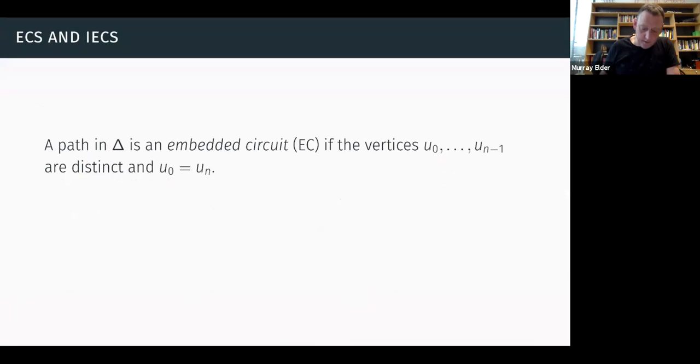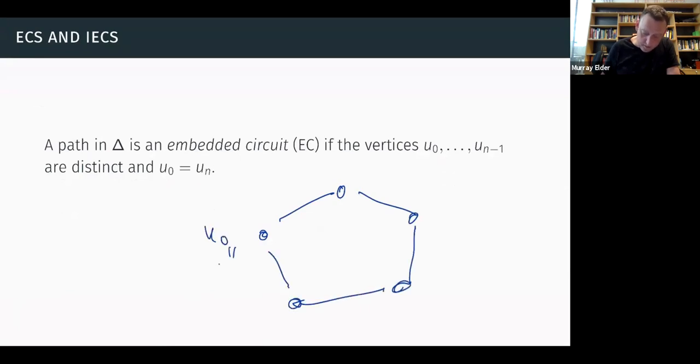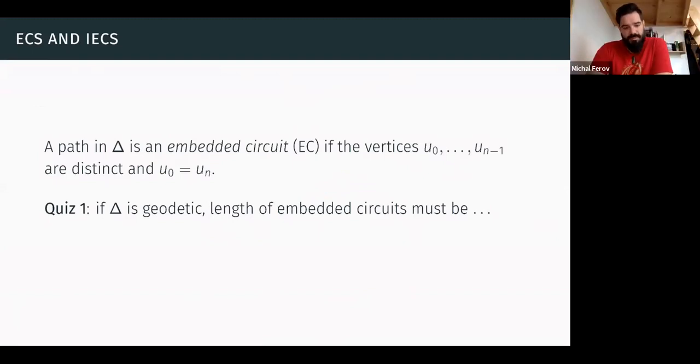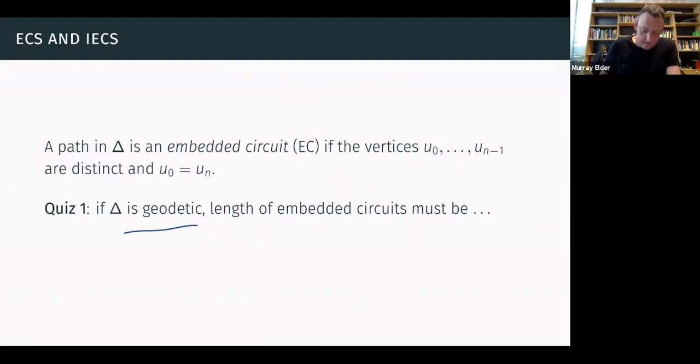A path in any simple undirected graph is called an embedded circuit if the vertices as you go around the path are all distinct, and then the first vertex is equal to the last vertex. And so some people might just call that a circuit. I'll call it an embedded circuit. So here's the first quiz. If you've got a geodetic graph, then what can you say about the length of embedded circuits? So I've got an embedded circuit.